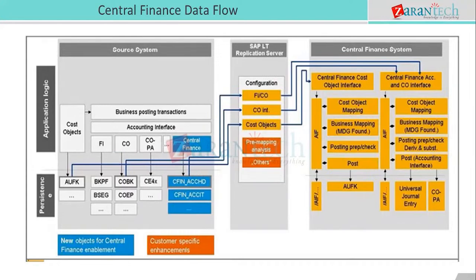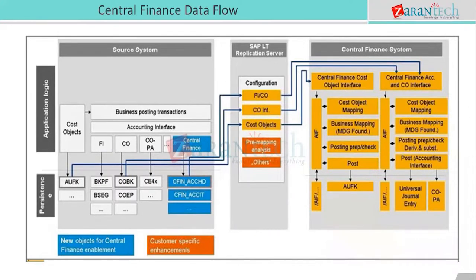Mahesh, I got a very fundamental question. This is Ajay. What I'm confused about is, you got the BKPF table and the BSEC table, which are a header and detail. Now, in Central Finance there are two tables, CFIN ACCHD, the header, and the item. Can you describe what is the rationale? If somebody asks, why couldn't BKPF and BSEC be used, and why did they have to create the new CFIN tables? What is the reason for creating CFIN tables instead of reading the data from BKPF and BSEC tables?